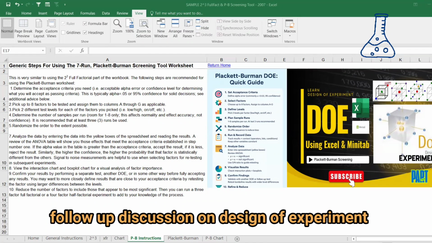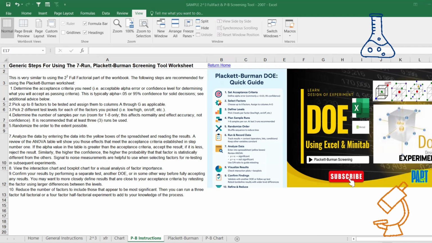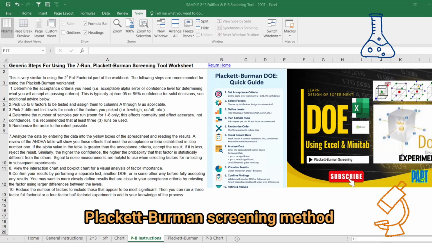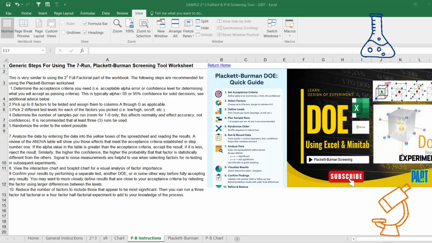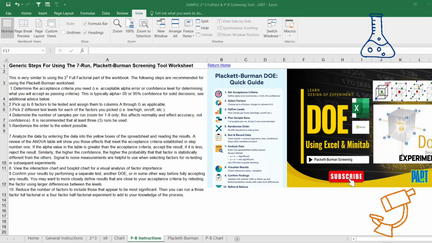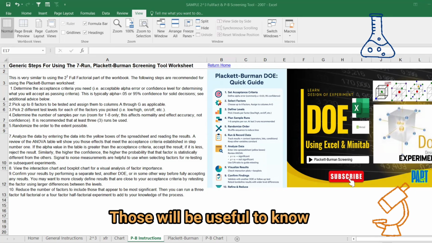Follow-up discussion on design of experiment using Excel, as well as we are going to compare the result in many tabs. And the method we are going to use is the Plackett-Burman screening method. To do that, we need to know a few things. There are 10 points we have jotted. Those will be useful to know.